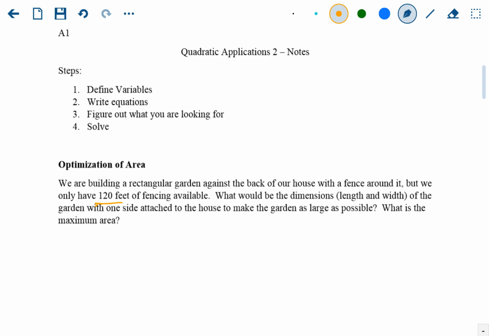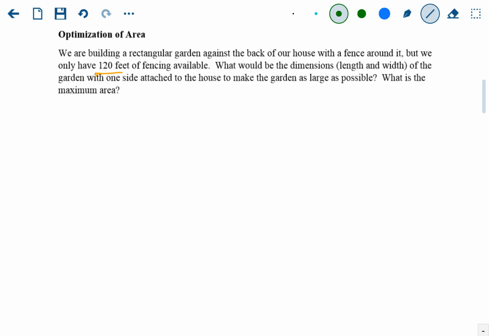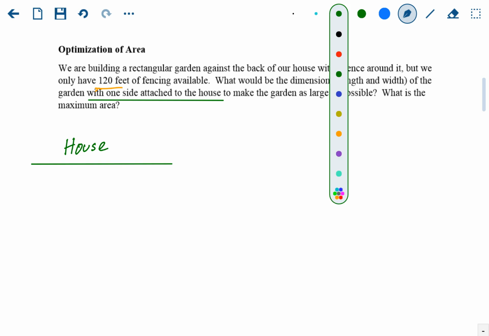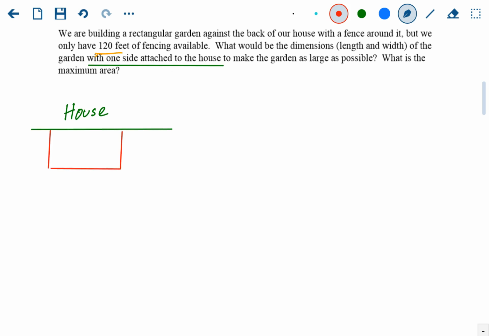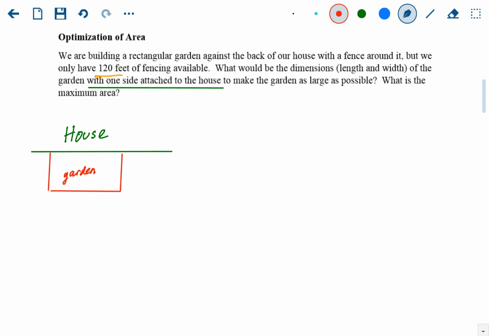Okay, so let's go ahead and start with a picture. I like to draw a picture whenever it involves geometry, this sort of rectangle. The key to this is one side is attached to the house. So there's only 3 sides of the fence because the 4th side is the house. So that's my house, and these 3 sides are going to be the garden. So we'll label this as the garden. All right, and we're trying to maximize the area of that garden.